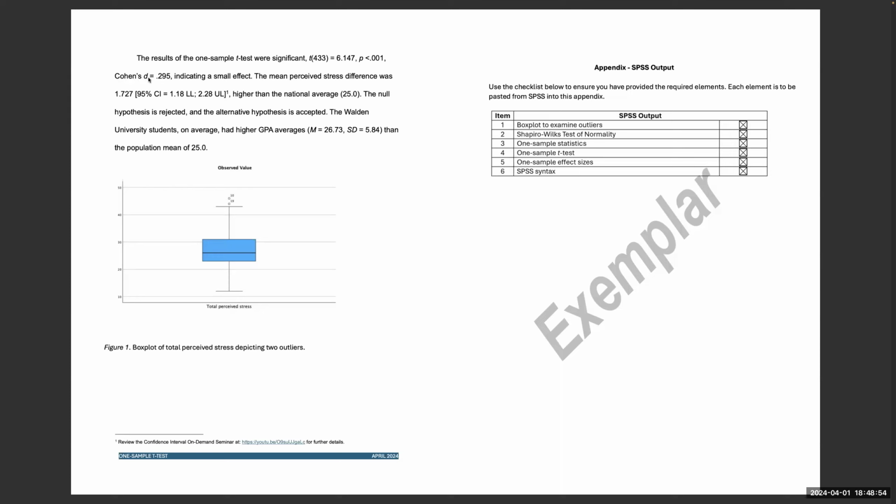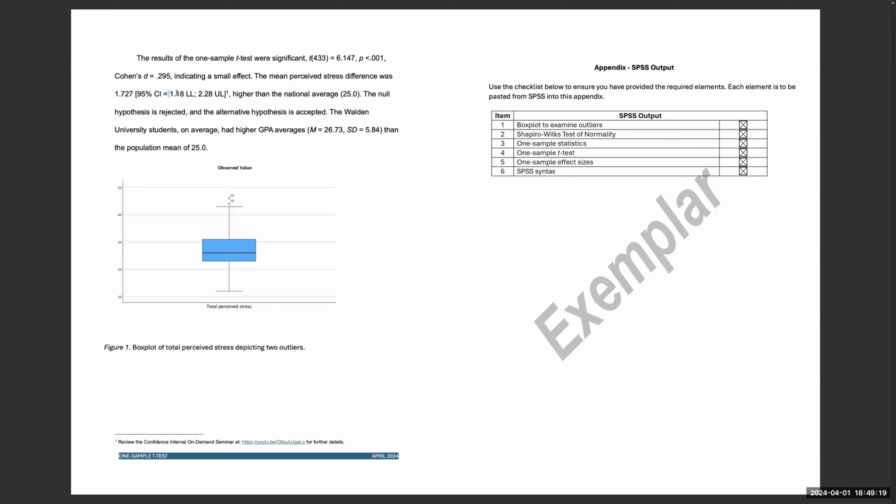Remember, the effect size, Cohen's d, is 0.295. That's somewhat of a small effect. But again, the mean difference, remember, this is important for the one sample t-test. The mean difference was 1.727. And here I just put the confidence intervals for that, as low as 1.118 and as high as 2.228.